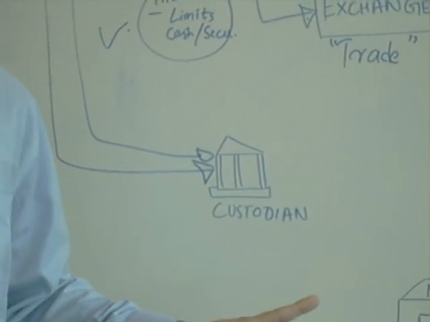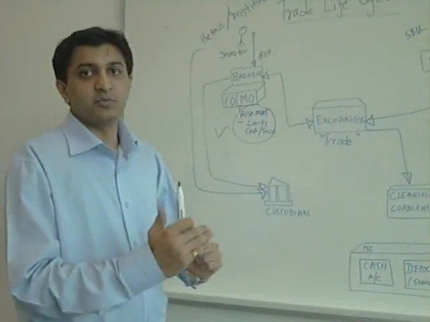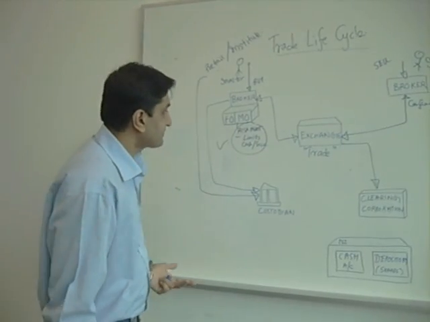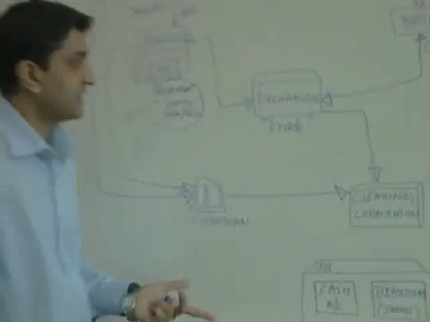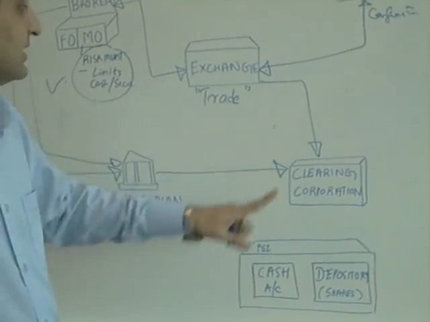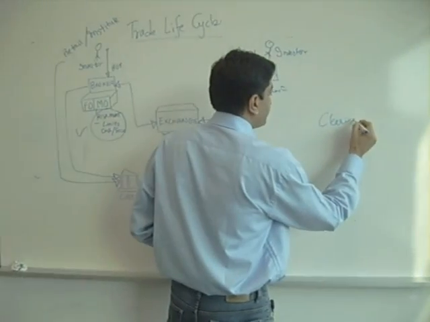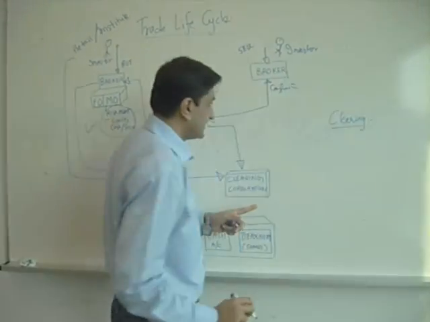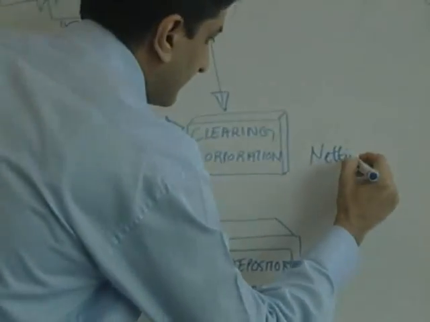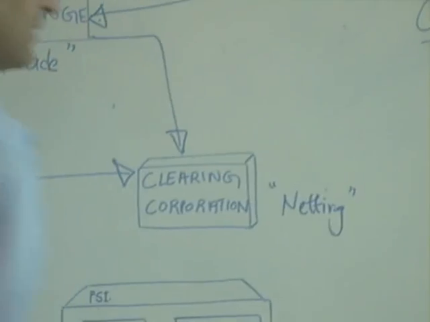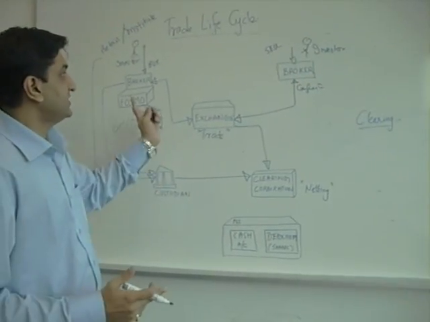It helps in safeguarding the financial institutions in taking a position based on the trades done. So once the custodian also confirms the same as it received from the exchange, the process of clearing begins. Based on the data, the clearing corporation does something called netting of the obligations of each of the parties.